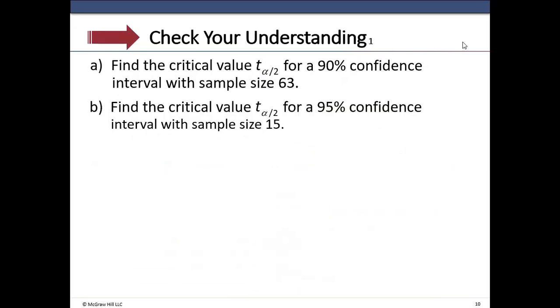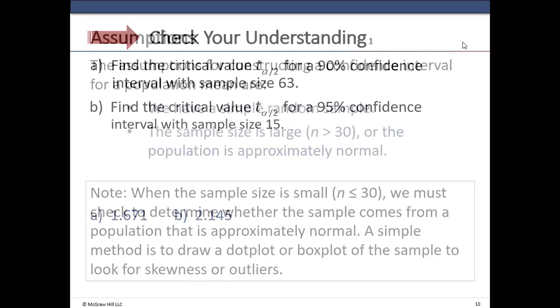Okay. Find t alpha by 2 for a 90% confidence interval, sample size 63. So second vars 4, area. Now 1 minus 0.9 is 0.1, divide that by 2 is 0.05. So 0.05 is the area in each tail. Degrees of freedom is 62. Paste, enter, and enter. And the answer is 1.6698, or 1.67, same as what they got. So that is the way we do it.